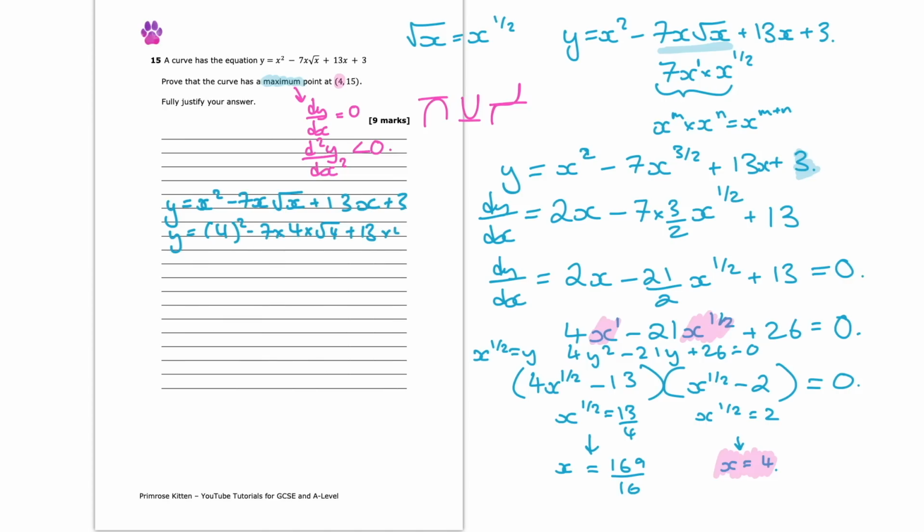And of course, just use the calculator, make good use of it. So we've got y equals 16 minus 7 times 4, which is 28, times by root 4, which is 2. So that's 28 times by 2, so that's going to be minus 56, plus 13 times 4, so that's going to be 52, plus 3. And if we tap that away in our calculator, we should find that we get the right answer there, which I think is going to give us y equals 15. Perfect.